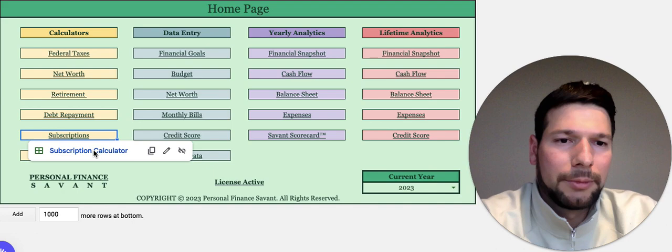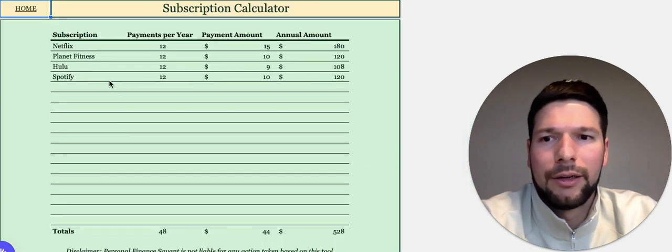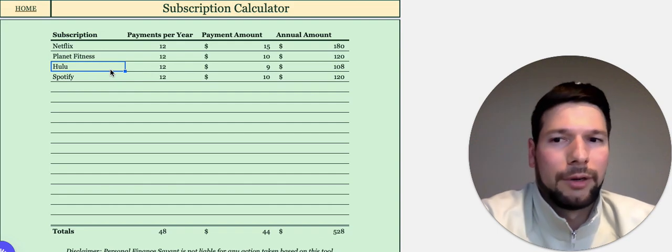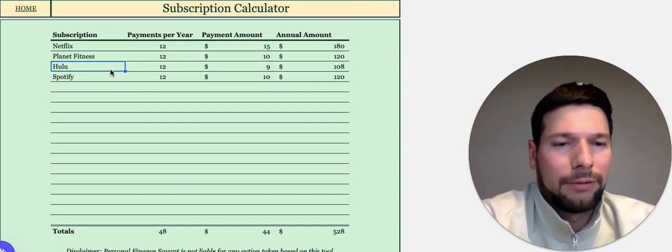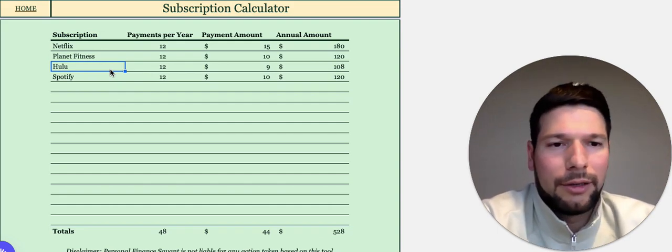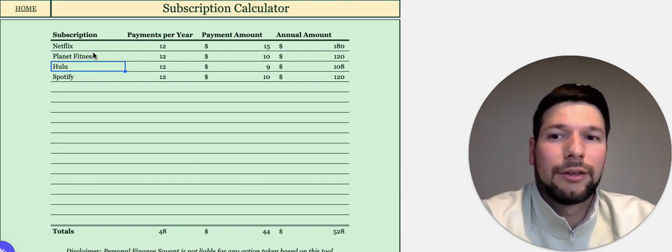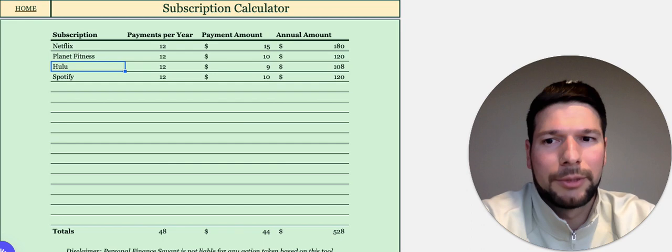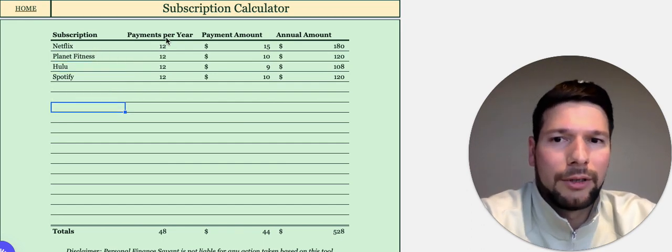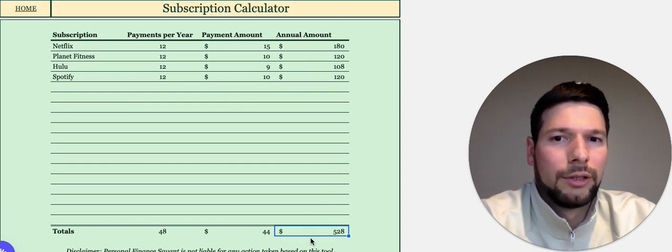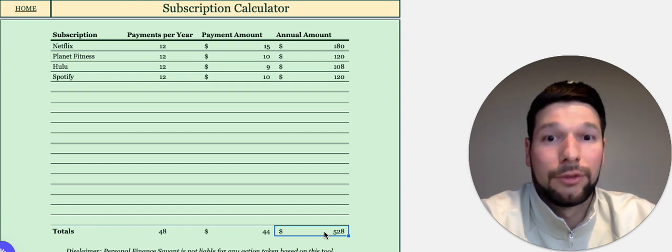So subscription tracker here is pretty easy, but a lot of people just don't know where their money is going every month. They have Hulu, they have Netflix, they have Apple TV, they have a gym membership that they never use. Whatever it is, you should keep track of all your subscriptions in here, how often or how many payments per year you're making on those, how much that payment amount is. And this is going to let you know what your total subscription amount is throughout the year.